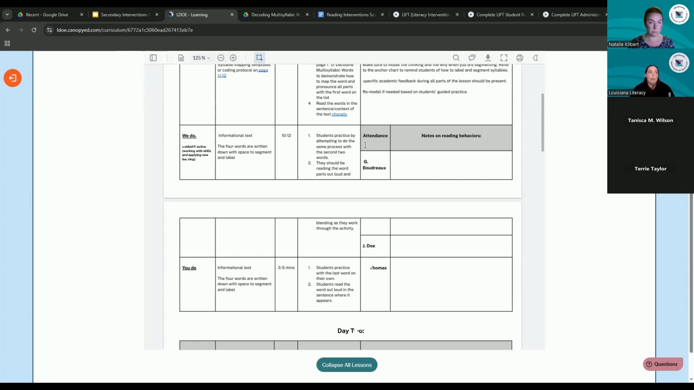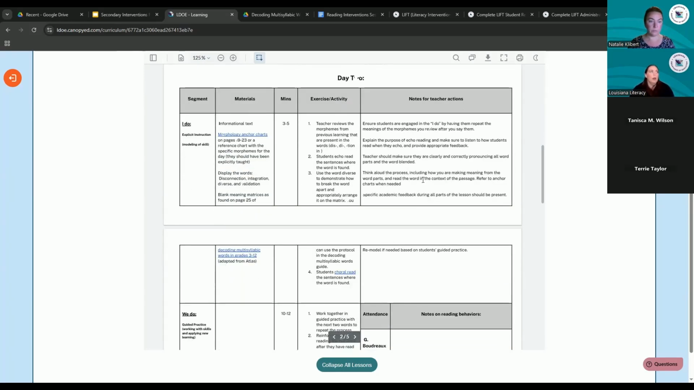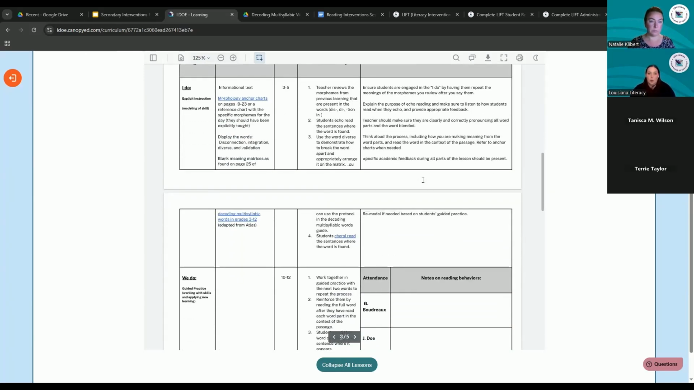So that's the first day, and that should take me about 20 minutes to get through. Then when we get to day 2, I want to move on to some morphology work with them. Again, remember I told you we've already covered some morphology and all the different morphemes and things like that. So I'm going to start off using my anchor charts to review with them the things that we've covered already. Again, engaging them as much as possible.